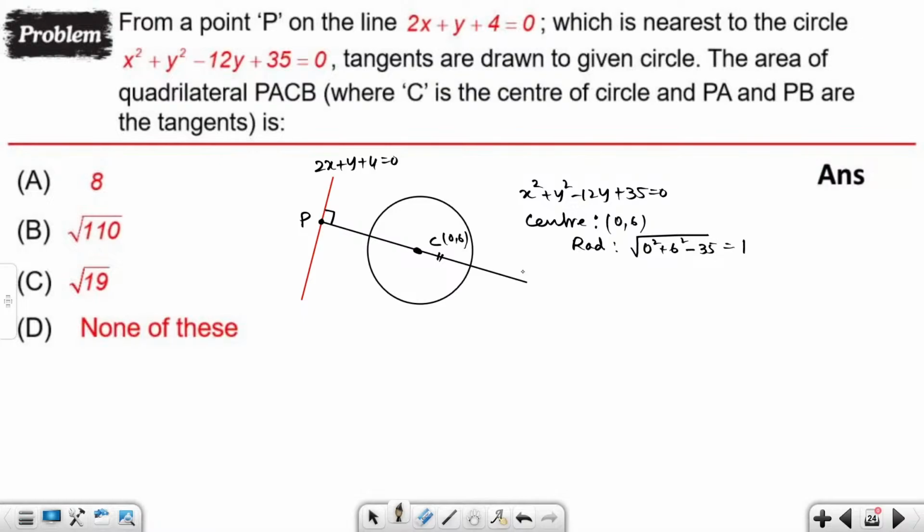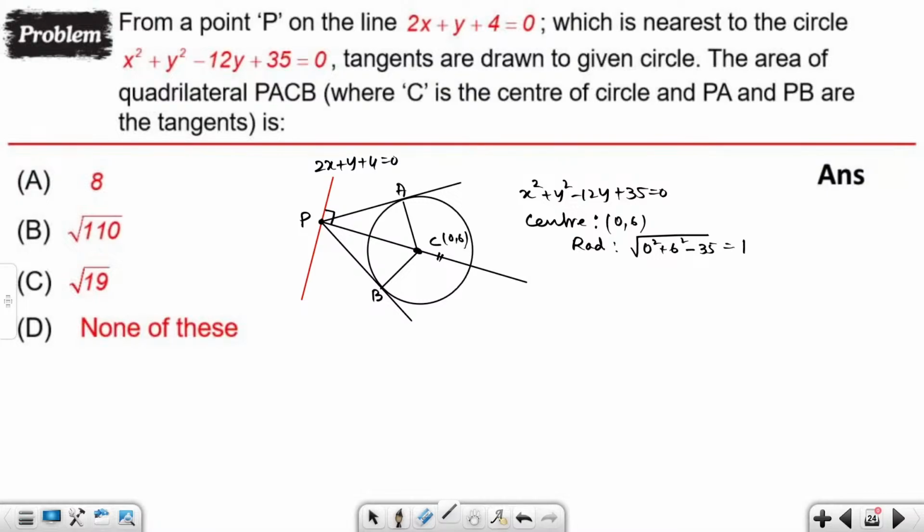Now let us read the question. Now, which is nearest to the circle? Okay. Tangents are drawn to the given circle. So from the point P, you are drawing the tangents. This is one tangent and this is another tangent. Is it clear? These are the two tangents I have drawn. Let us say these 2 points are A and B, which is also given to us. Okay. Now you have to find out the area of the triangle PACB. Okay. So we have to find out the area of the quadrilateral PACB. That's it.